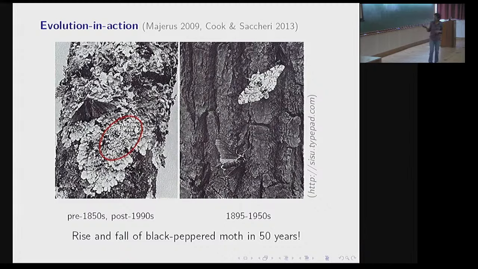Then during the Industrial Revolution, the trees got covered by soot because of pollution. And then it's the black ones which are less visible to predators. That is, these variants are selected for. And then, again, in the cleanup in the last century, current trees in England are again covered with lichen, and it's the white ones which are selected for. So this is how, when the environment is changing, different variants are selected for.